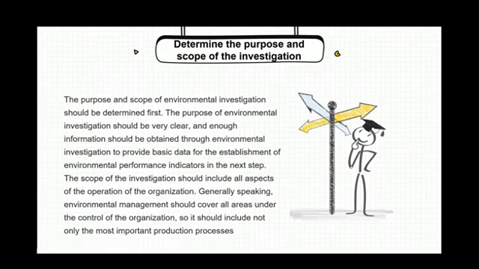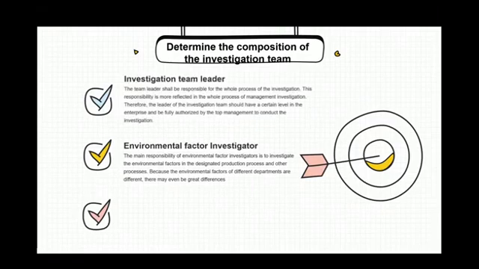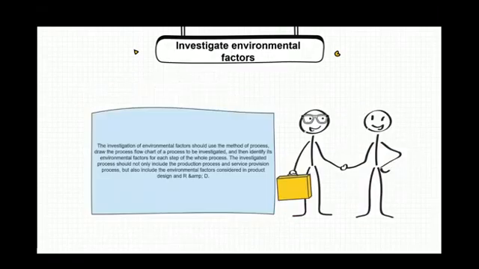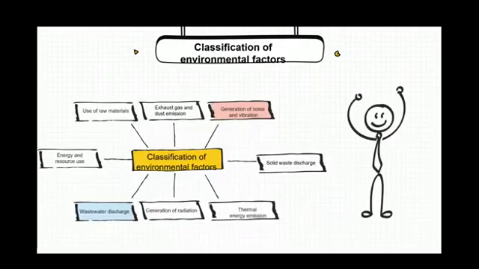Formulating environmental performance indicators. Determine the composition of the investigation team, environmental factor investigators, and law and regulation investigators. The environmental factor investigation should adopt the process method, draw the process flow chart of the investigated process, and then determine the environmental factors in each step of the whole process. Environmental factors are mainly divided into 8 categories.